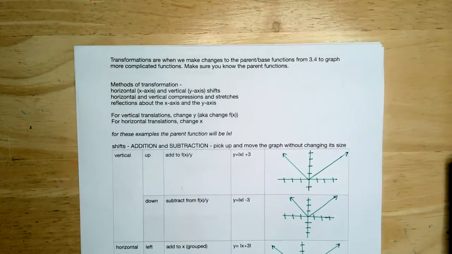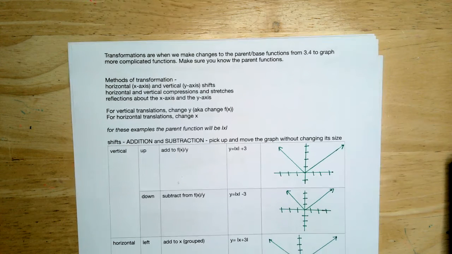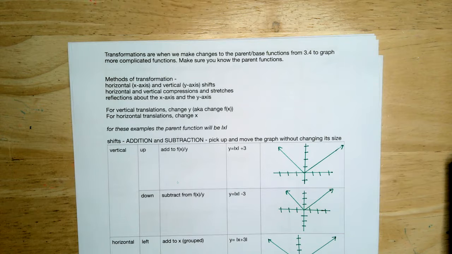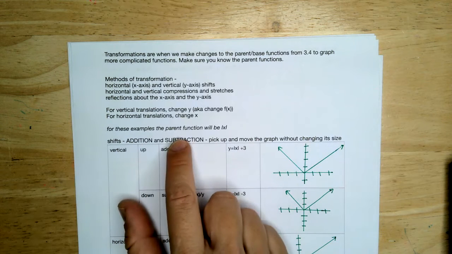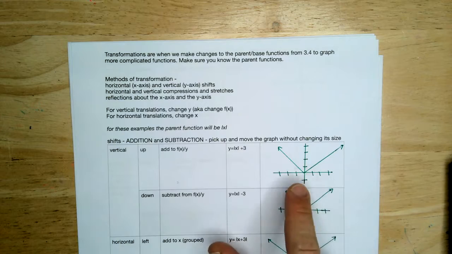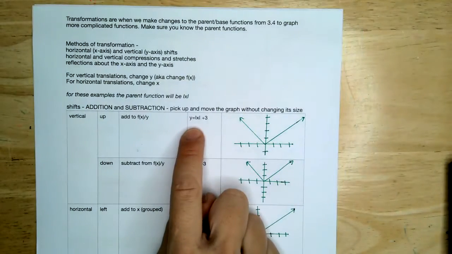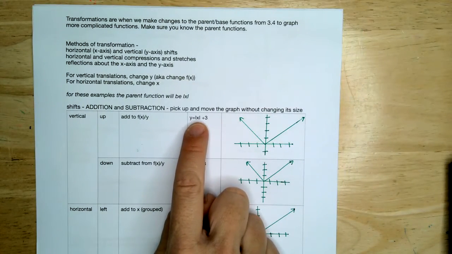I wanted to make a quick video just showing all of the transformations on one single page. So I'm just going to quickly go through the 3 different types of transformations and an example for each of them from 3.4. For these examples, we're using the parent function of the absolute value of x. So I've just written in a graph and then I've put the absolute value of x in each example. And then I'll write over how this would change the graph.